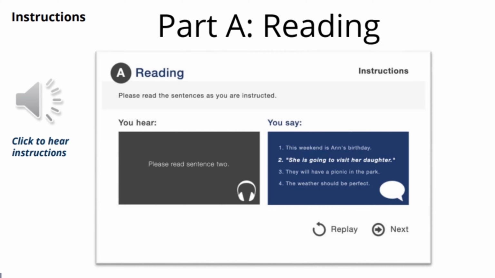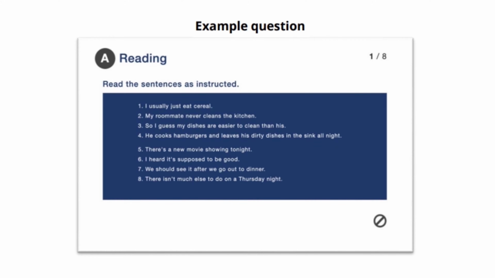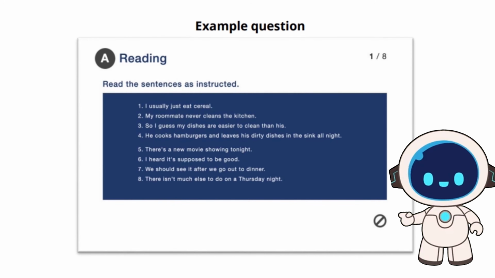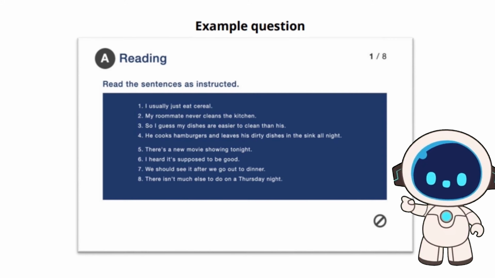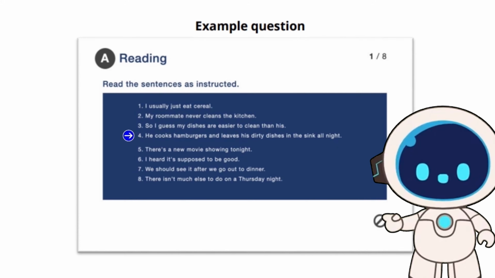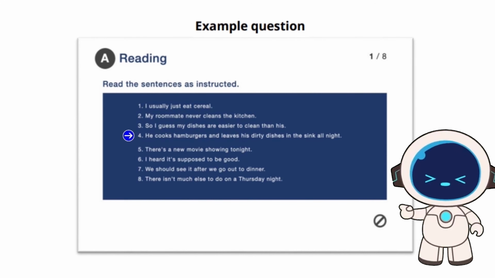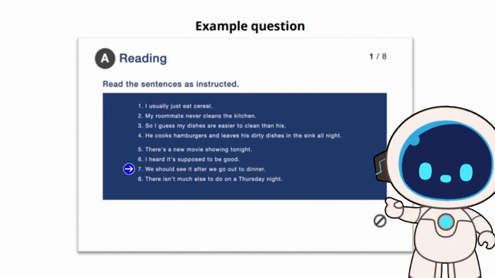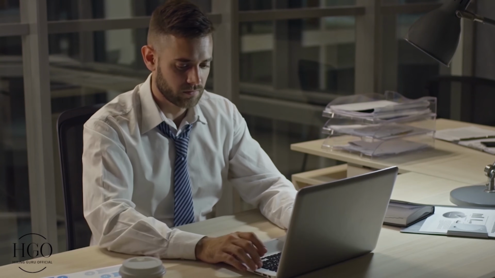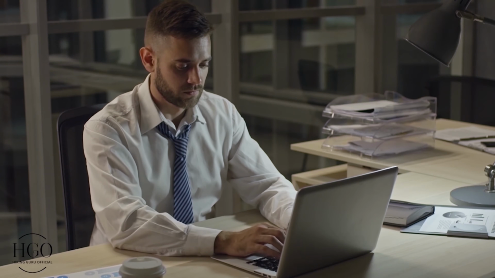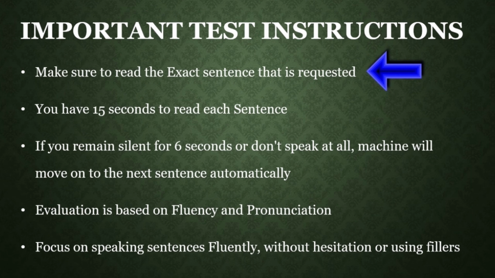In this section, you will see 8 sentences on your screen, and an automated machine, or you can call it a bot, will ask you to read the sentences randomly. For example, the bot will say, please read sentence number 4, and you will read sentence 4 displayed on your screen. Then the bot will say, now read sentence number 7, and you will proceed with sentence 7 and so on. Trust me, this is the easiest section of this test, and you should aim to score as high as possible in this section. Now, there are a few things that you need to keep in mind. Make sure to read the exact sentence that is requested and not anything else. If you're asked to read sentence number 5, then you shouldn't read sentence 1.